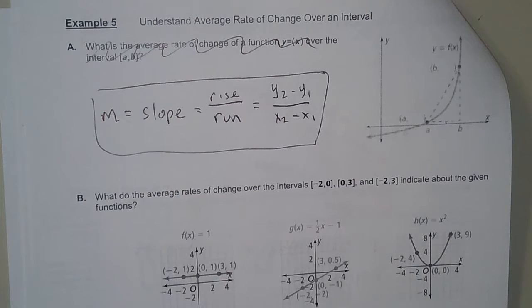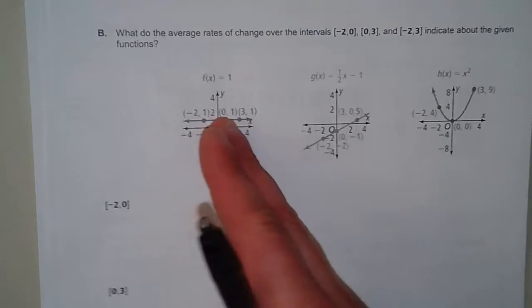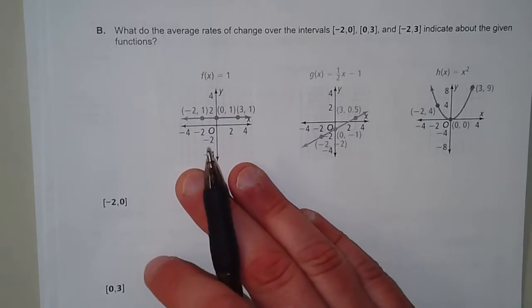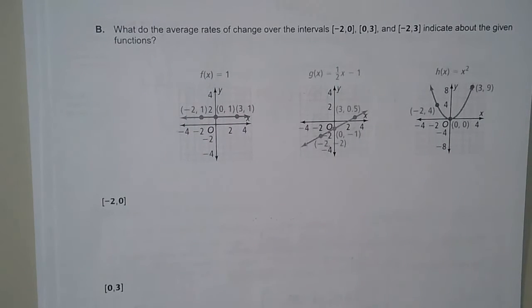Now, what we're going to do, we're going to look at specific graphs, and we're going to say, over a certain interval, what is the rate of change? So we're going to start with a really basic one. So down here on example B, this gives us 3 different graphs, and it says on each of these graphs, what's the rate of change on each of these specific intervals? So this is actually like 9 problems in one, because you got 3 graphs, 3 intervals each.